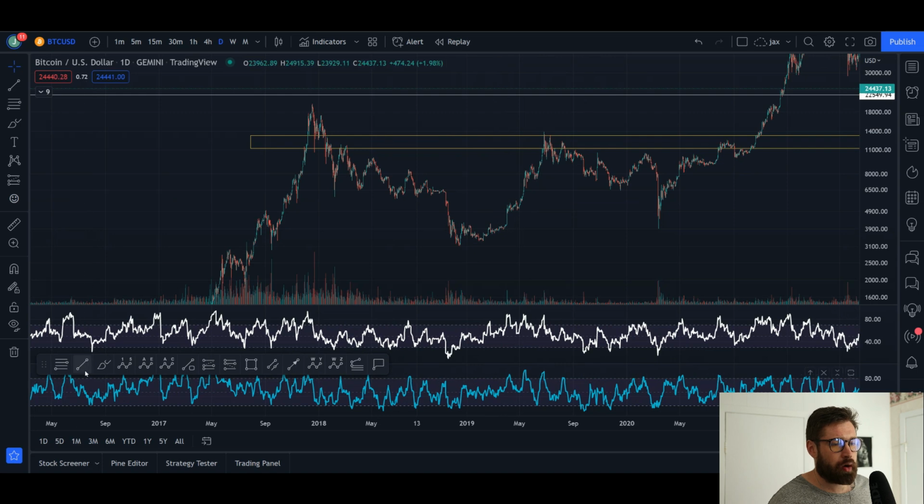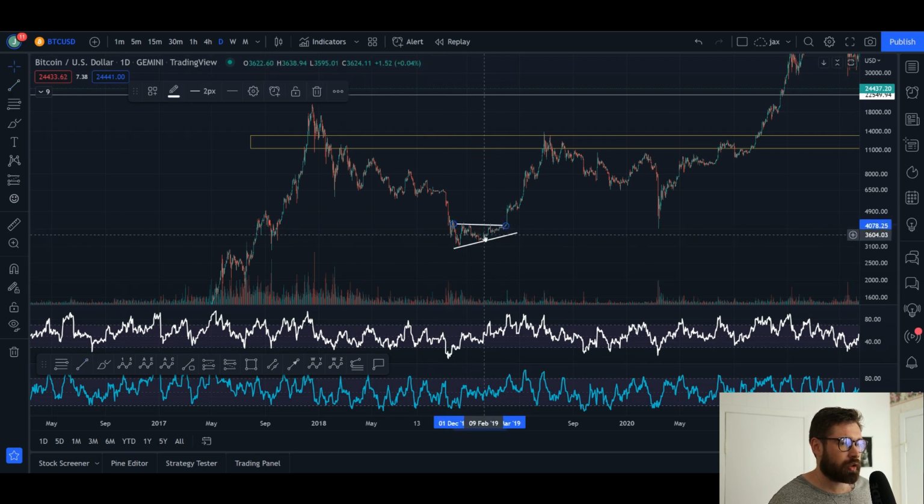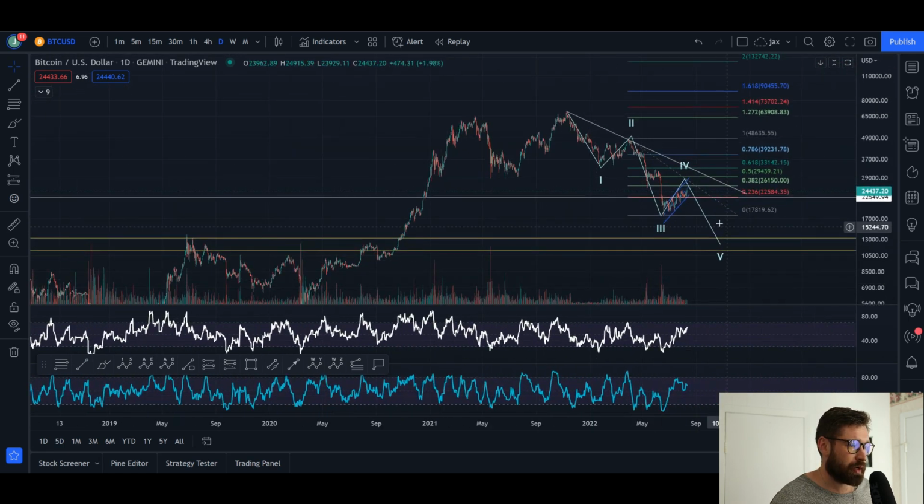Even right here when we bottomed out, if we drop in some trend lines, this is the 2018 bear market. You can see here we coiled up, we coiled up, we coiled up, and then boom, we exploded to the upside. So as you can see right here, we're coiling up, coiling up, coiling up. So potentially we could see a large push to the upside.